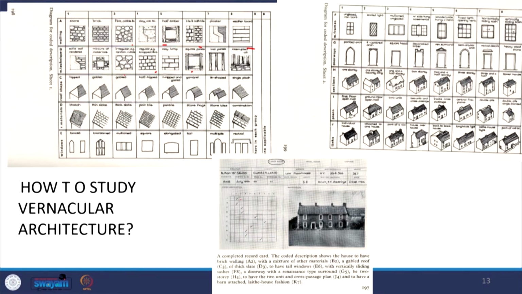And let's say, for example, you have the photograph of this particular building and the address, the appropriate location of that, and the orientation. So once you have this background template with you, it is easy for you to prepare a code for that. The coded description here talks about a brick walling, which is referred to as A2, with a mixture of other materials, a gable roof, a thick slate, tall windows with vertical sliding sashes, a doorway of the Renaissance type. So like that, it covers the whole component of the built form in a systematic order. So this is how the coded sheet could be recorded in the older times.